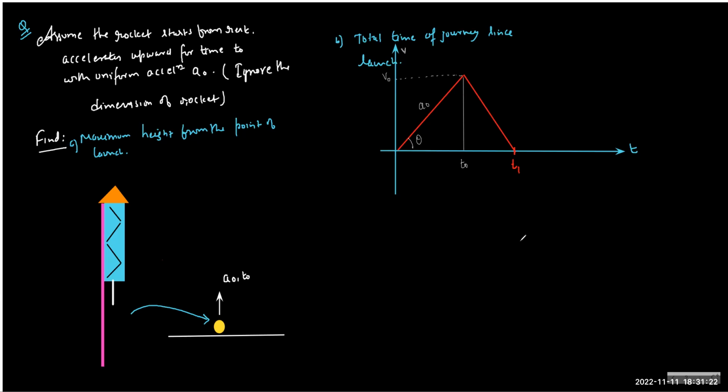But eventually you have to come back to the same level, which means the displacement must decrease again. So the graph will continue in the negative direction like this. And at the time of flight, which means when you come back to the ground, this interval is your time of flight. Do you realize this?